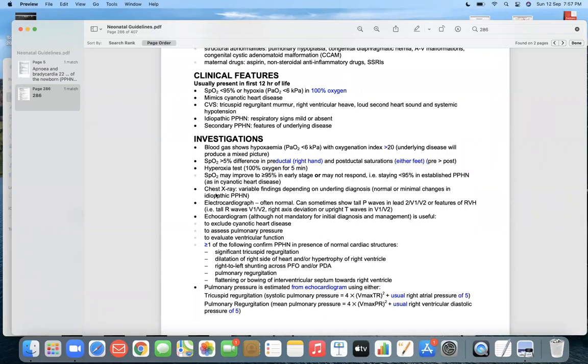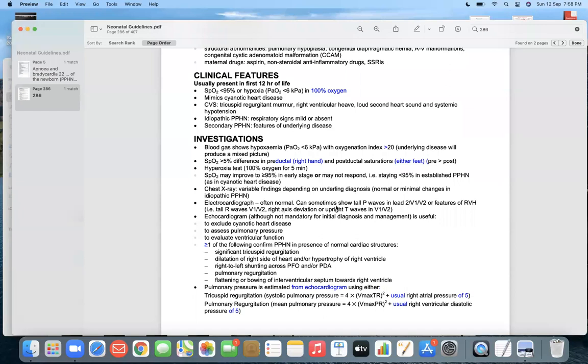Next, we were reading that SpO2 can sometimes improve with the hyperoxia test in the early stage or may not respond, staying less than 95% in established PPHN, as in cyanotic disease. So sometimes it can go up in the early stage, but in established PPHN it will be less than 95%. Chest X-ray: variable findings depending on the underlying diagnosis. Normal or minimal changes in idiopathic PPHN. In underlying causes, you will see the picture of that.